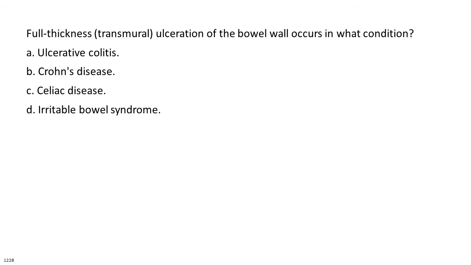Full thickness, transmural, ulceration of the bowel wall occurs in what condition? A. Ulcerative colitis. B. Crohn's disease. C. Celiac disease. D. Irritable bowel syndrome.